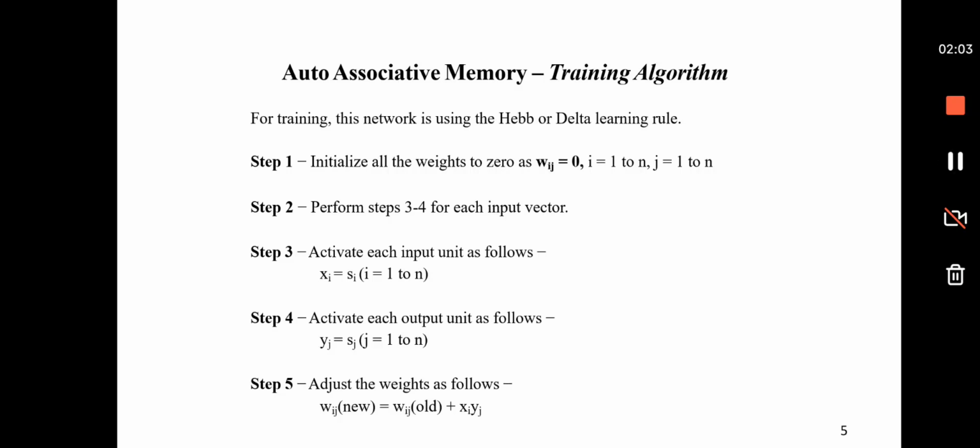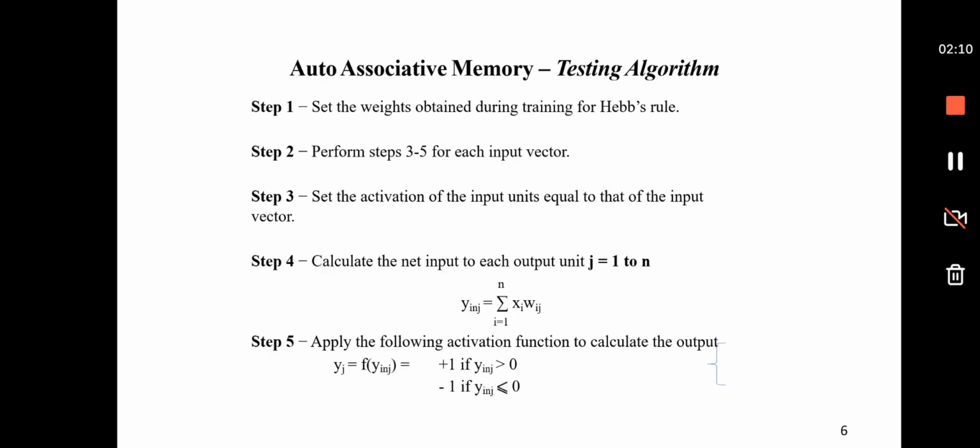Now let us go to understanding the testing process. During testing, the trained weights are used. The input vector is applied to the network. The net input for each output neuron is calculated. Then an activation function is applied to get the final output pattern.